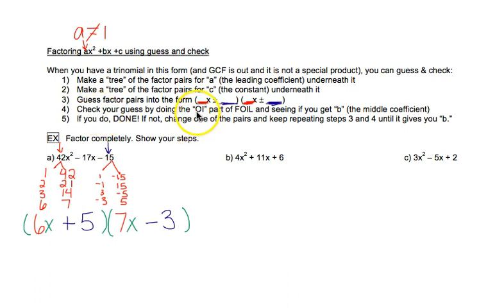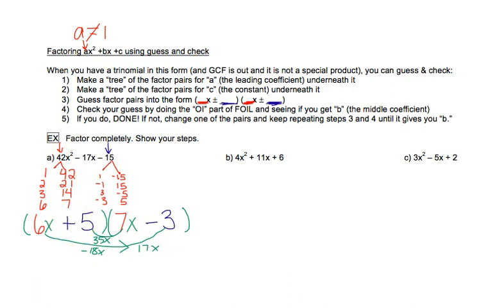The way that you check is by doing the OI part of FOIL and seeing if it gives you what you need for your middle coefficient. So just the O and the I. So the O outsides, 6x times -3 is -18x. The I for insides, 5 times 7x is 35x. I combine those like terms. 35x plus -18x is positive 17x. So I check my middle term. I'm supposed to have -17x.